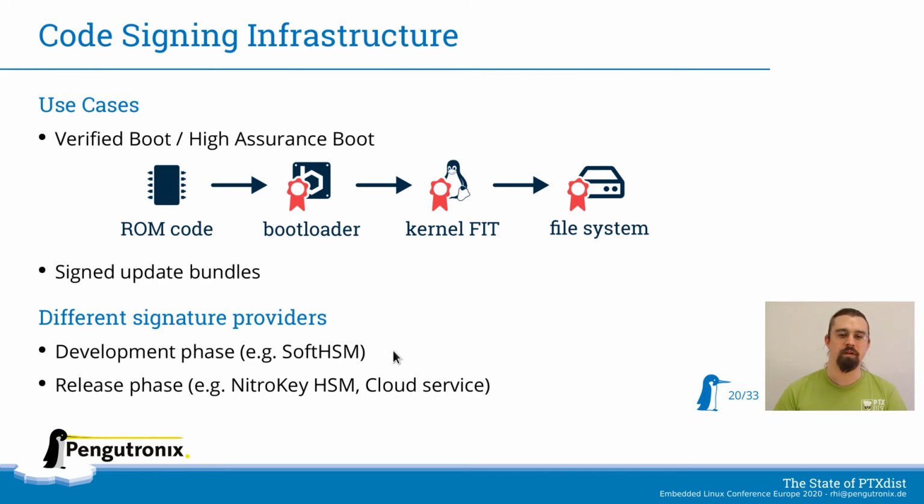So you can configure your hardware in the development phase to only trust your development keys or your development signatures, and you want to make sure that the development images are not used for the release phase. And for example, in the development phase, you can also use something like SoftHSM, which is easy to use, and in the release phase, you can then use maybe a really hardware security module, or a cloud signature service.